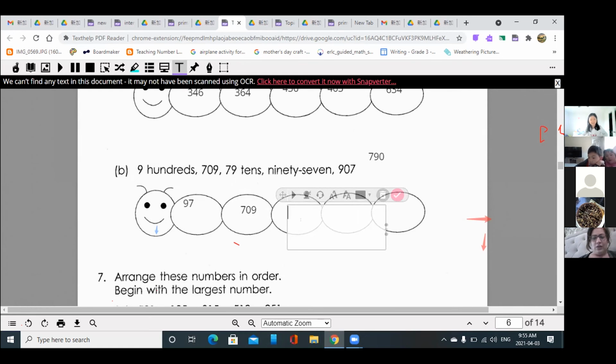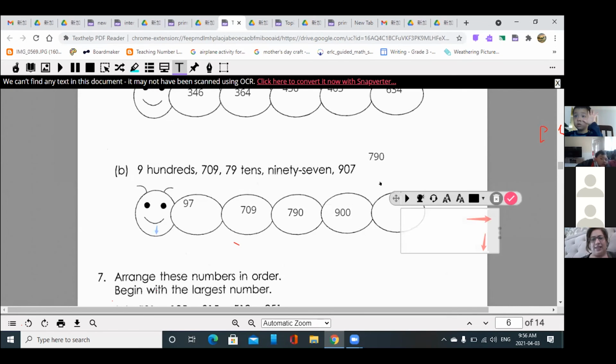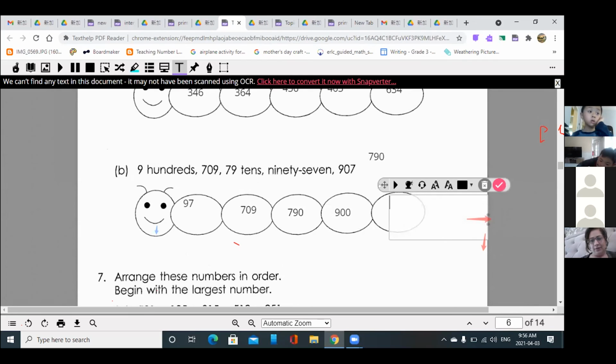Okay, good. And what comes after 790? Let's get some people I haven't heard from. Matthew, now you have to choose between 900 or 907, which is the next biggest number after 790. Is it 900 or 907? 900. Good job. And finally, who wants to put the icing on the cake? That means you're going to give us the actual biggest number in that little caterpillar. Andrew, go ahead. 907. Good job.